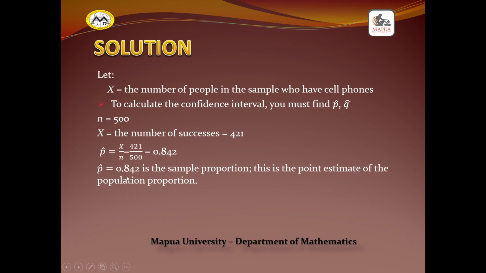0.842. Then at the same time, you can compute the Q hat, which is simply 1 minus P hat, and this is equal to 1 minus 0.842, then the difference is 0.158. This sample proportion P hat, which is 0.842, is actually the point estimate of the population proportion.